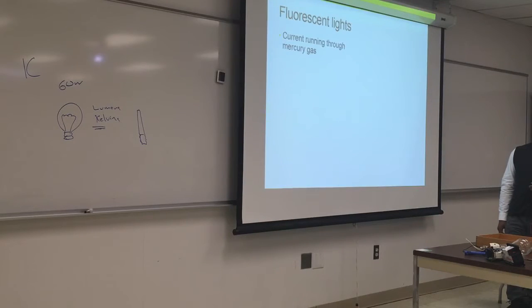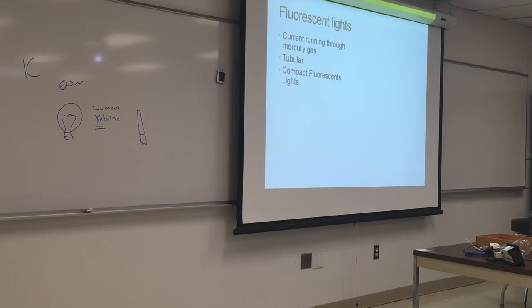Fluorescent lights, current running through mercury gas. So that's not something you want around your house, especially if it breaks or in a place where you might break them. So you don't see fluorescent lights in stadiums or game rooms or any place where there is a possibility they might break, and there's a lot of people who might breathe it. They're tubular, come in tubes, and the compact ones are 4 times more efficient than incandescent lights.